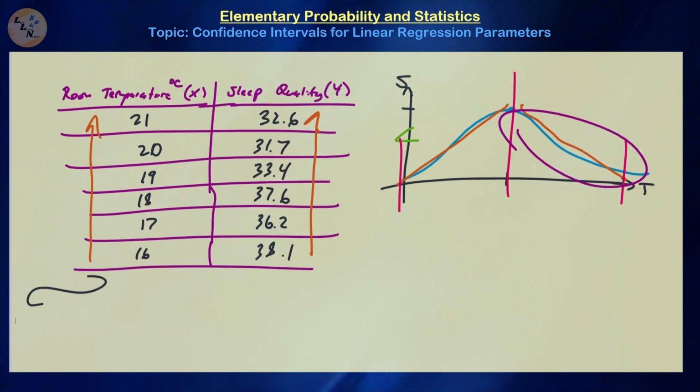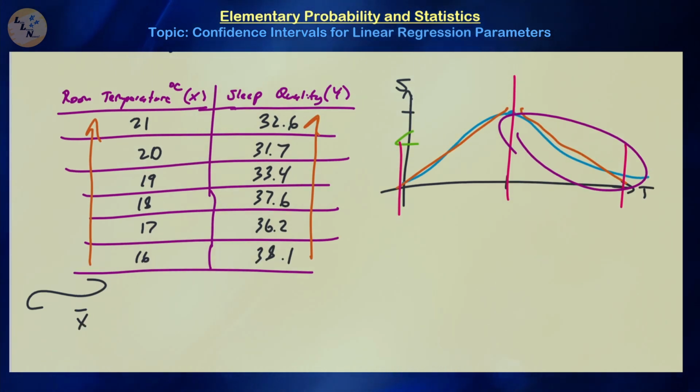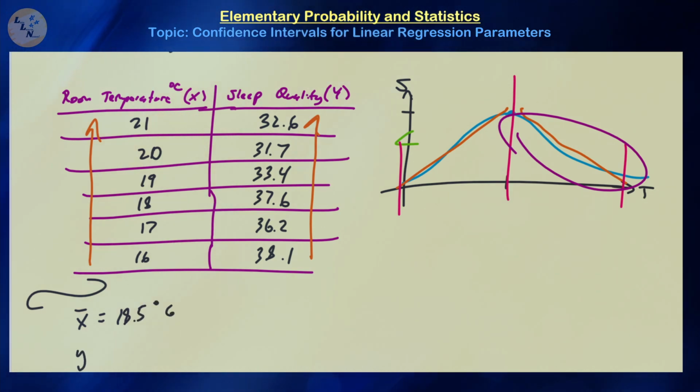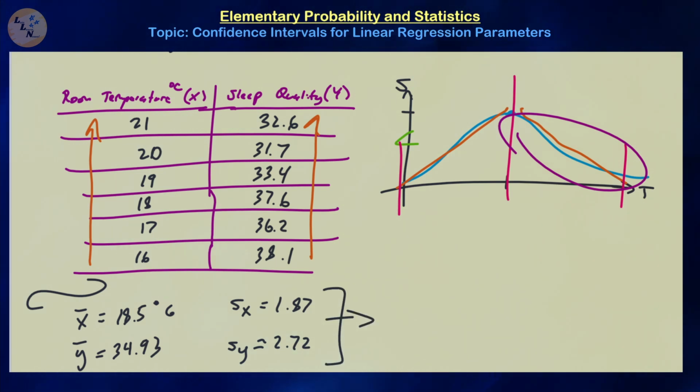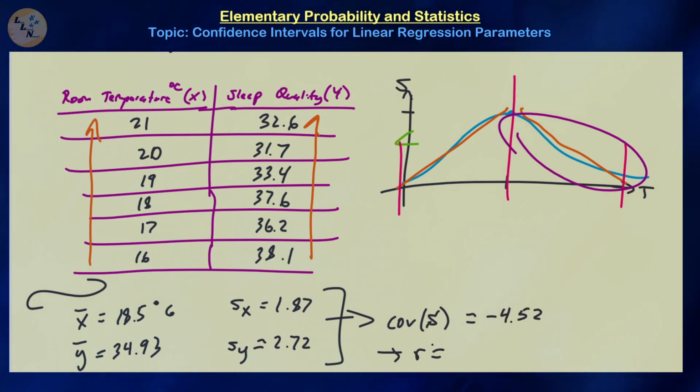So if you try this on your own in Excel, you can find that the average value for room temperature is going to be equal to 18.5 degrees Celsius, and the average observed sleep value is going to be equal to a 34.93 sleep score. The standard deviation of x is going to be equal to 1.87, and the standard deviation of y is going to be approximately equal to 2.72. So those are the individual statistics for each individual variable, and then you can calculate the covariance of this data set to be approximately negative 4.52, and one can then calculate the correlation coefficient to be approximately equal to negative 0.8882.